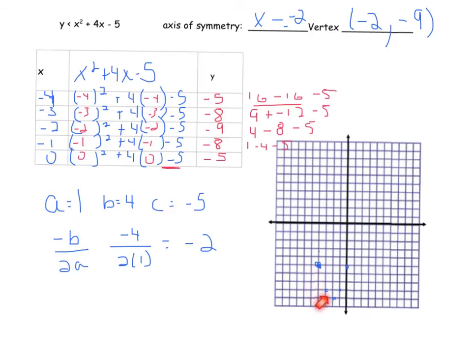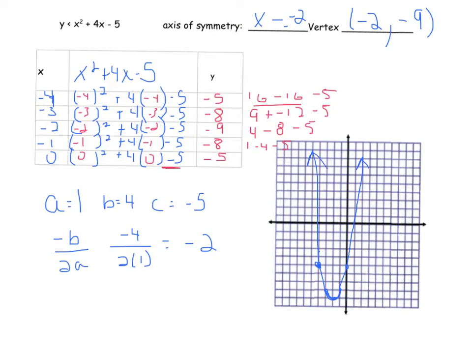So after I plotted my points, remember I always round the bottom to make sure that it looks like a U instead of a V, and then I do both sides so they're symmetrical. So this was a skinny U.